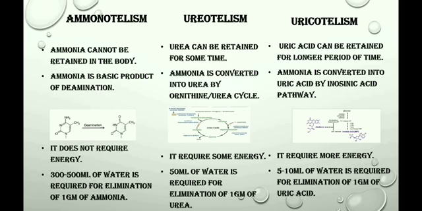Now, as ammonia is very toxic, highly soluble, and it cannot be retained, so it has to be removed from the body immediately. So in order to eliminate 1 gram of ammonia, it requires 300 to 500 ml of water, whereas only 50 ml of water is required for elimination of 1 gram of urea, whereas only 5 to 10 ml of water is required for elimination of uric acid.